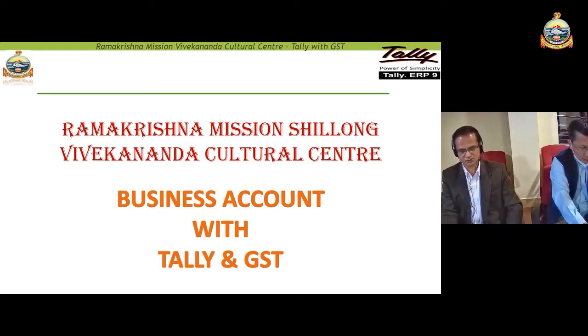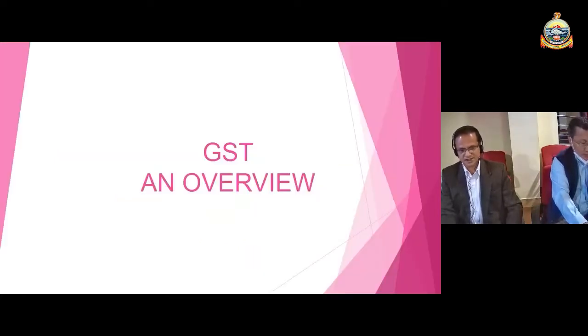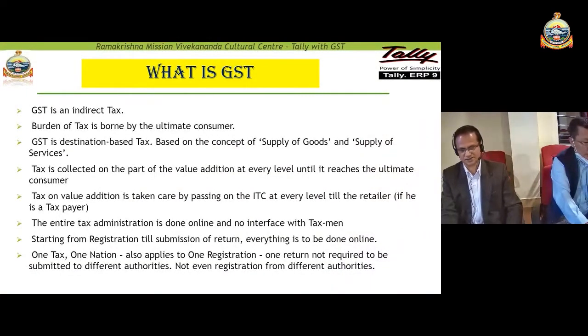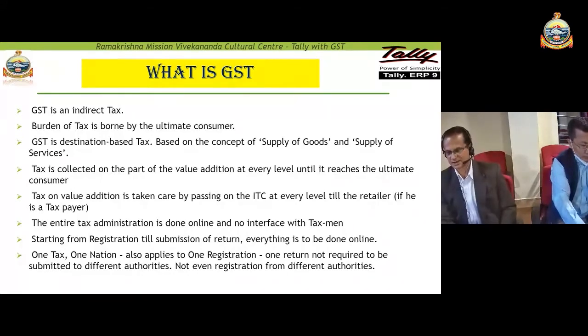And direct taxes, as you know, is income tax that you pay directly from your salary. GST is a destination-based tax based on the concept of supply of goods or supply of services. Destination based, it goes from place to place. At every place, wherever supply of goods or supply of services takes place, there is GST applicable on it. And another thing that goes along with this supply is called ITC. We'll be discussing this in coming slides.